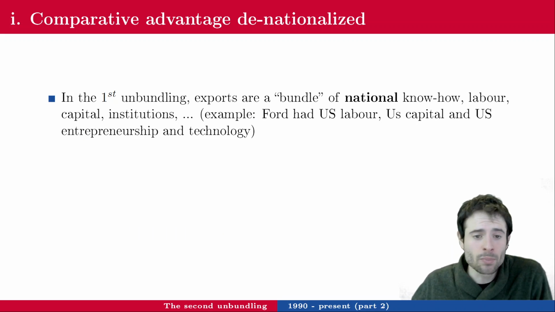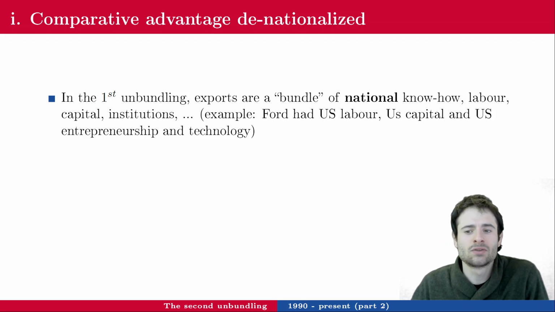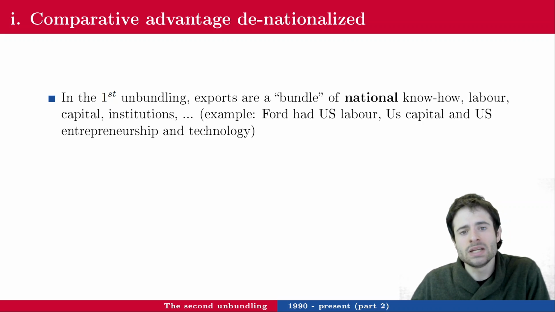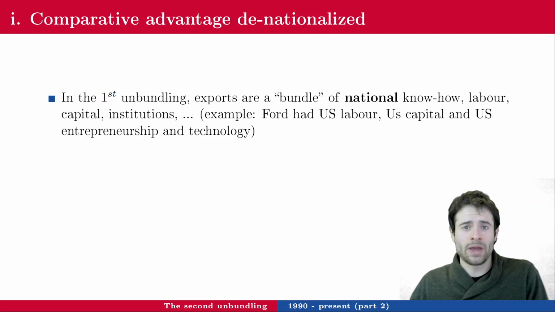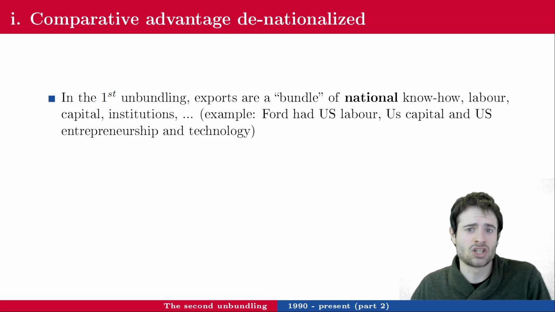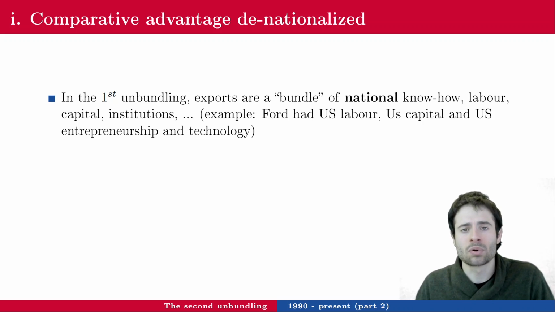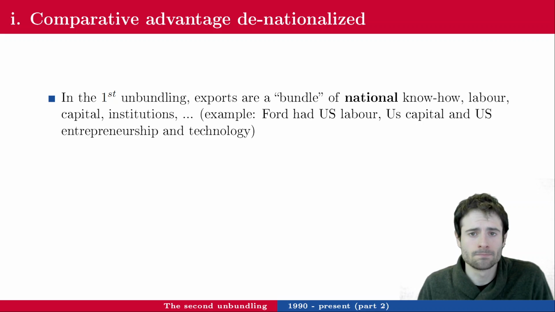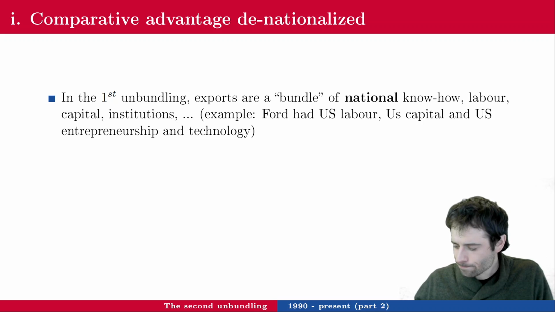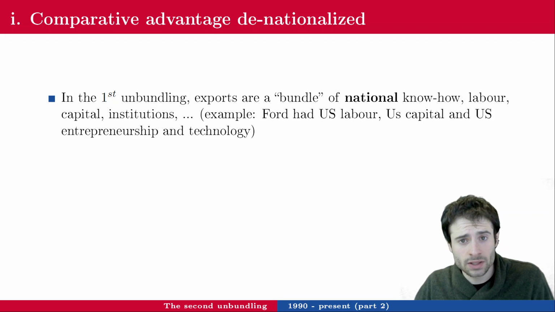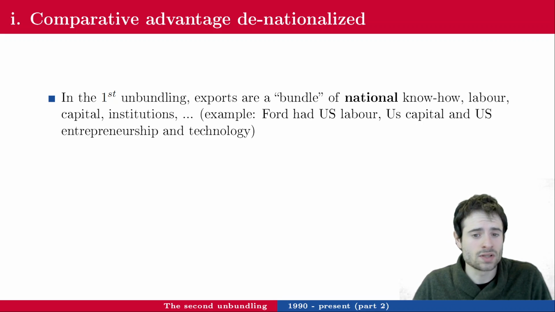So, in the first unbundling, exports are a bundle of national know-how, labor, capital, institutions. So all the inputs needed to produce a good are located in a single country. So this is why we can say France maybe has a comparative advantage in that, because French firms are making a certain good and have a low opportunity cost of making that good. Remember the notion of comparative advantage and opportunity cost? That will be very important for the exams and the next quizzes.